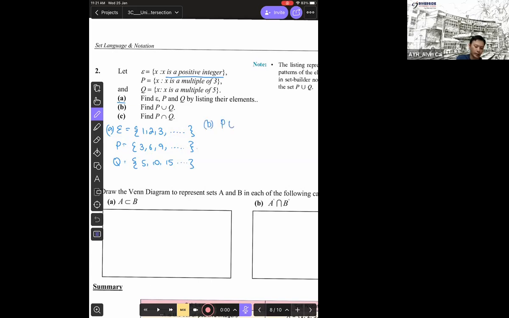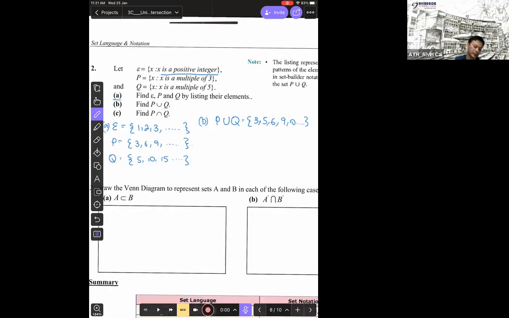So for part B, the U shape means union. Union means combine. You can try to recall it using reunion. Reunion is like everyone gathering together, coming back together. So union is combining everything. If you were to list down the union, we have to list down all the multiples of 3 and multiples of 5. So we have 3, 5, 6, 9, 10, and so on and so forth.